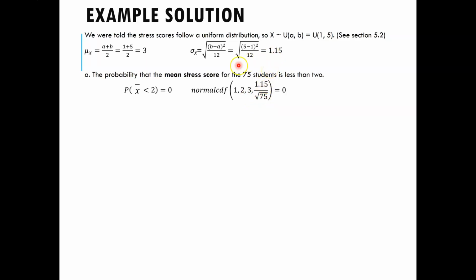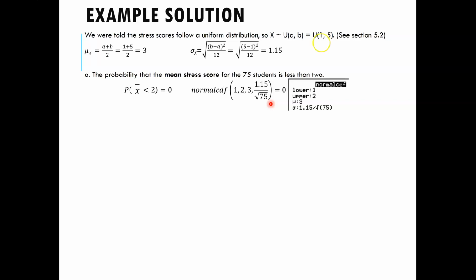Because remember that when it is a mean score, you always take the standard deviation and divide it by the square root of the sample size. That's the easiest thing to forget. So star that or highlight it. That's the one thing we really have to watch out for here. Okay, so I put that in my calculator.